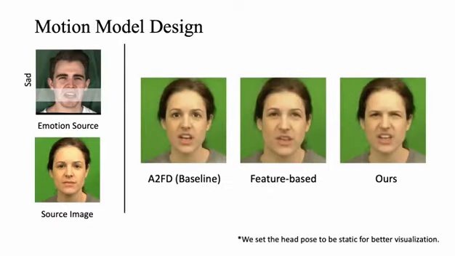We conduct ablation studies to demonstrate the effectiveness of our architecture. We first design experiments to evaluate our motion model design. Here are the results using only the Audio 2 Facial Dynamics module and the feature-based motion model, which represents emotion dynamics in the feature space. Note that the feature-based variant is designed to explore whether the emotion pattern can be represented as a feature instead of in the displacement manner.